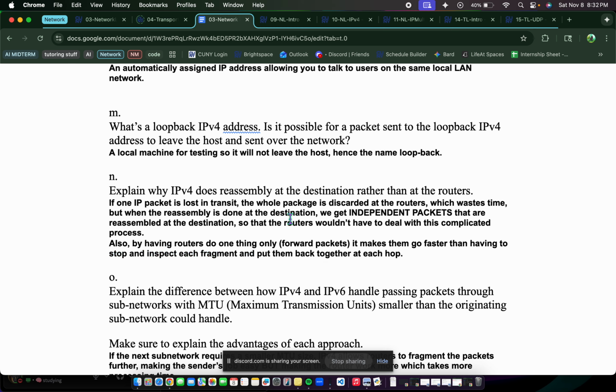And in the end, it's better if our package is treated as independent packets and they just go together. Even if they end up in different orders, they'll go to the same destination in the end, and the application can deal with that at that point.